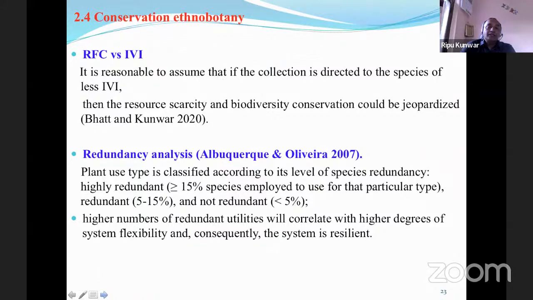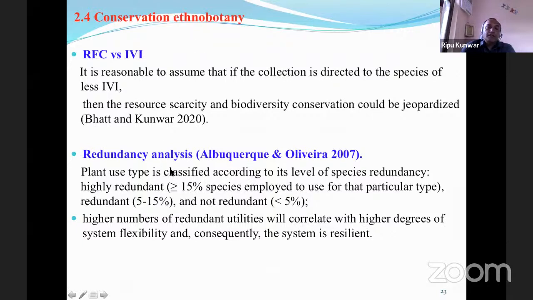In conservation ethnobotany, as I already said, we could compute relative frequency of citation from ethnobotany and IVI from ecology. If we compare the two data, we can relate ecology and ethnobotany, and then conclude some implications for conservation. It is reasonable to assume that if the collection is directed to a species of lower IVI, meaning the less frequent species, there is jeopardy in the biological conservation or resource scarcity. So we can correlate IVI and RFC value, and derive some conclusion for the conservation prospect.